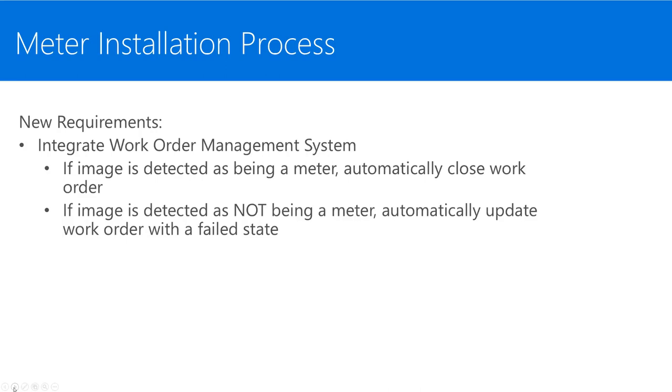In the event that the image is not detected as being a meter, perhaps it's a dog or something else, we want to update the work order with a failed state, and we'll also send an email notification. This allows us to proactively mark it as bad so that it can be fixed sooner rather than later. We certainly don't want to drag this process out for a long period of time.